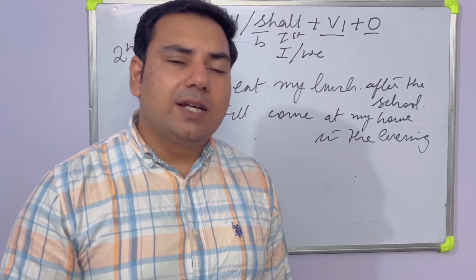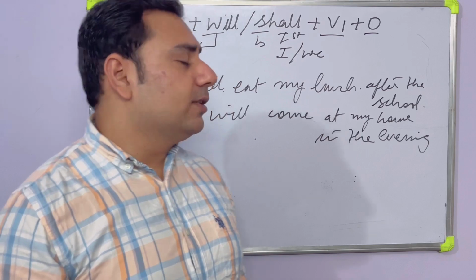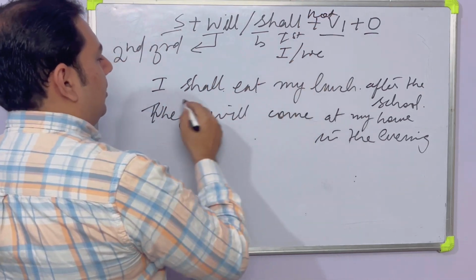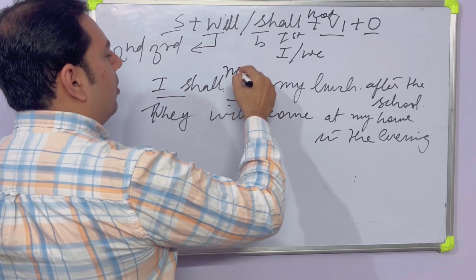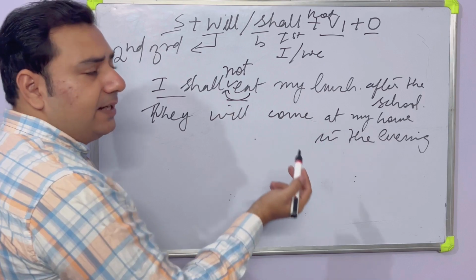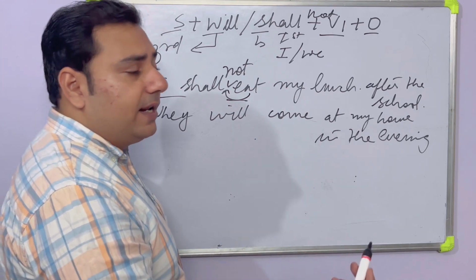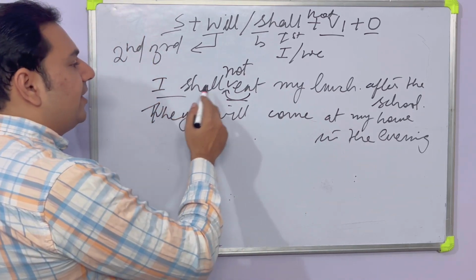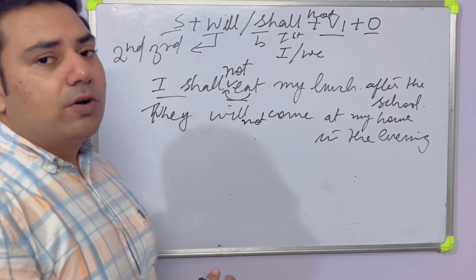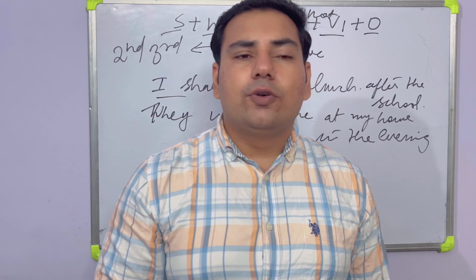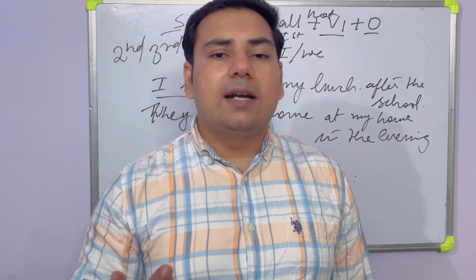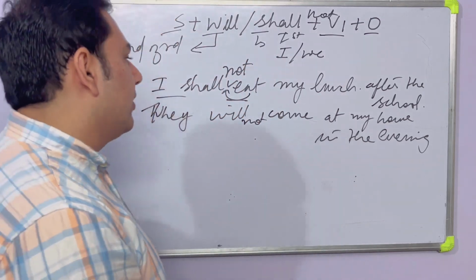Now if you have to make it in the negative form, this is going to be easy. Just add not. Okay, so I shall not eat, just before the verb. Before the verb you have to add the negative part to make it a negative future sentence. I shall not eat my lunch, they will not come at my place. Okay, I will not write a letter to him. So this is how you can make the simple negative sentences, and in the same way you can make the interrogative as well.